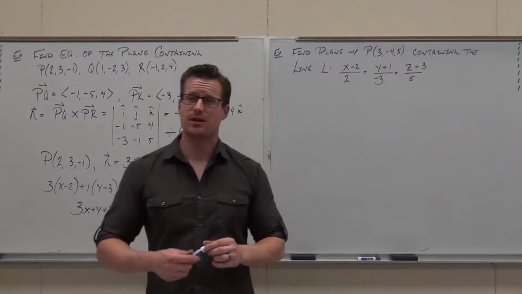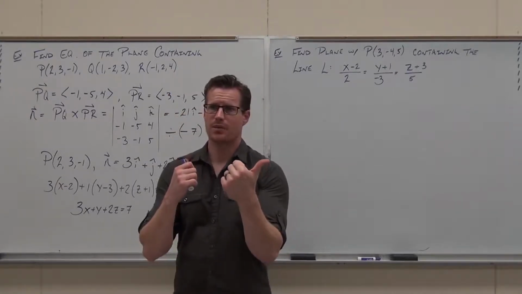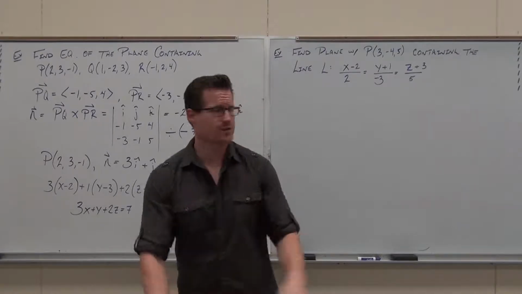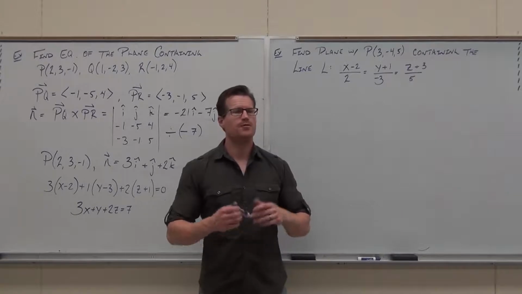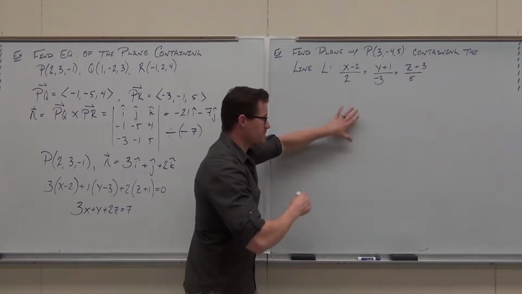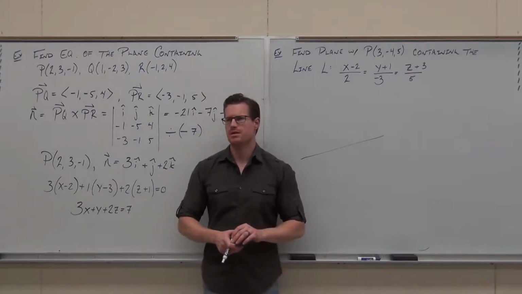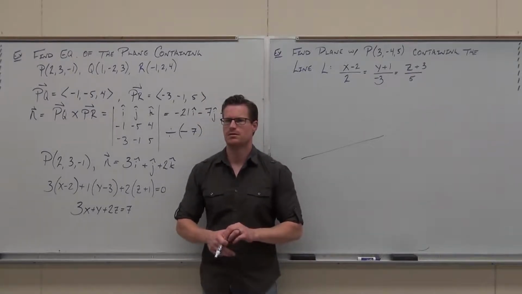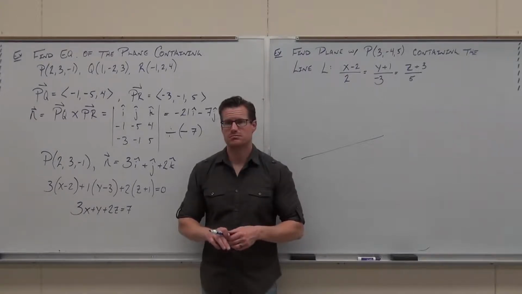Now we need a few things, right? We need a few things for a plane. We need a point and we need a normal vector. True or false? This has a normal vector in it. No. If the plane contains a line, so if this is my plane, I draw my line, tell me what that line is giving me. What do lines have? They have a vector in them.